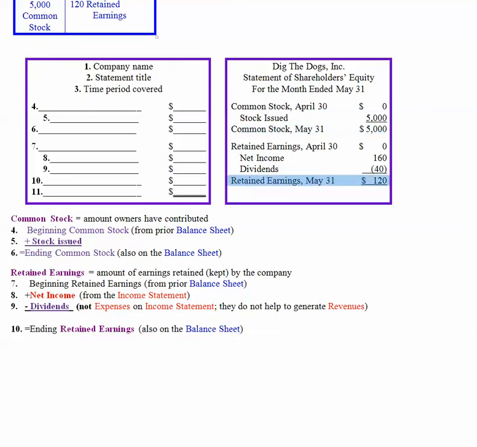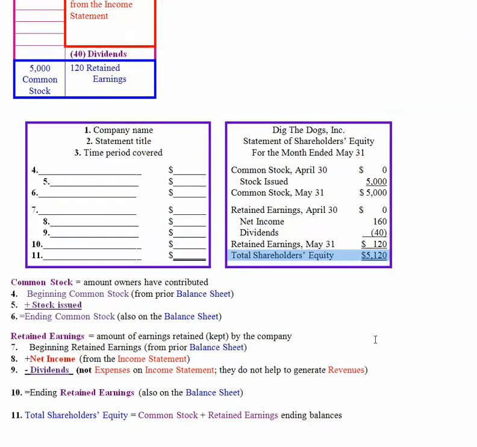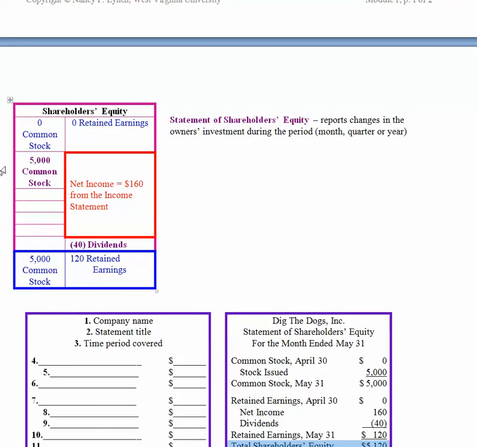So this is your ending balance, and this is your ending balance, and those will go on your balance sheet. Number 11 is just a total of both common stock and retained earnings. And that is our statement of shareholders' equity. So to summarize, we've got owners who've contributed 5,000. The company has taken that investment, has earned 160 for the owners, giving them 40 of it and keeping 120. So now the owner's claims to the business is a total of 5,120. That's how much is now invested in the company.